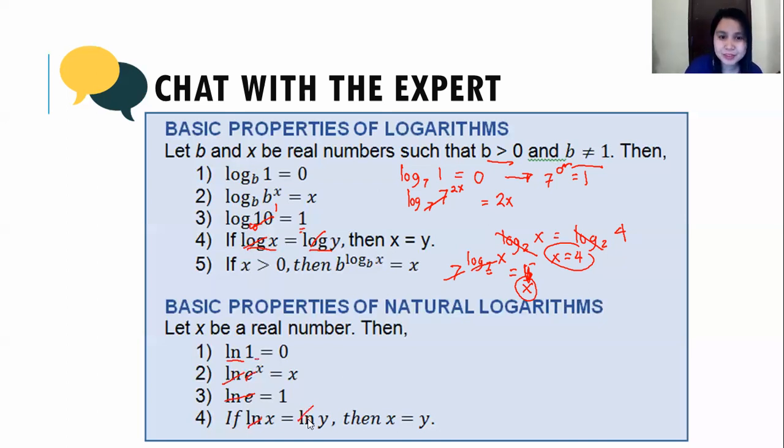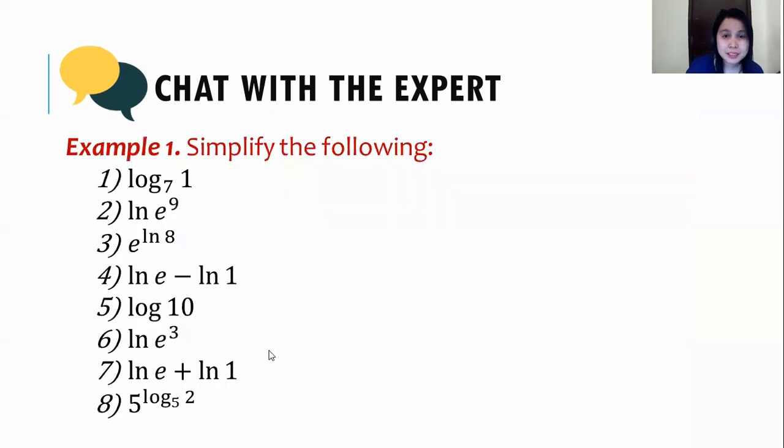The next one. So let's have some examples, some drills. Prepare your chat box. Ready for a review? Number 1. What's the answer for log 7 of 1? In your chat box. What's the answer? Log 7 of 1. Very good. What will you raise to 7 to make it 1? 0.